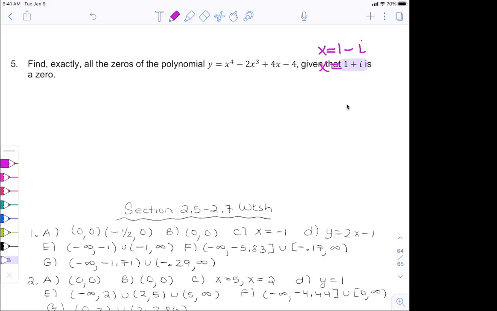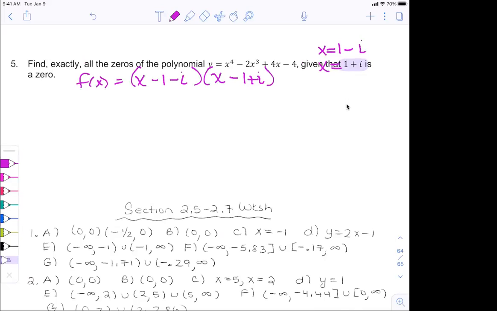Would you multiply them by each other? Or would you multiply the x minus the quantity 1 minus i, and then x minus the other? Yep, you're exactly right. He's making them into factors. So the first thing we're going to do is take those 2 zeros, just like we did above, and make them into factors.